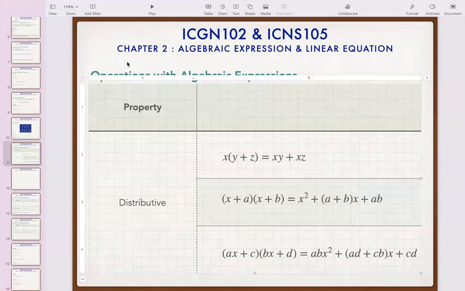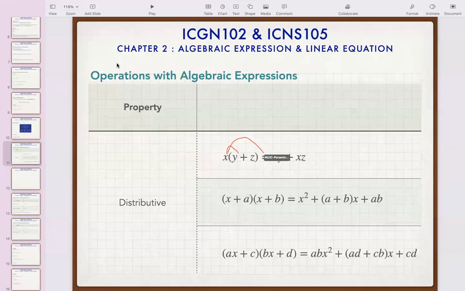On the next slide, we talk about operations with algebraic expressions. The first one is the distributive property that we learned before. Distributive property is that you try to distribute the term in front of the parenthesis to the inside, like x times (y plus z) gives xy plus xz. For the next one, when we get (x plus a) times (x plus b), in this one we use the FOIL method.